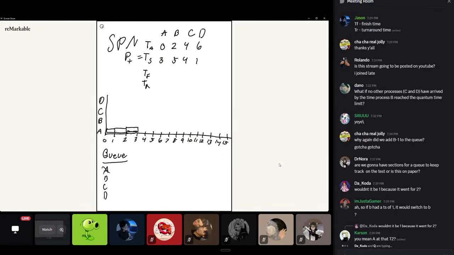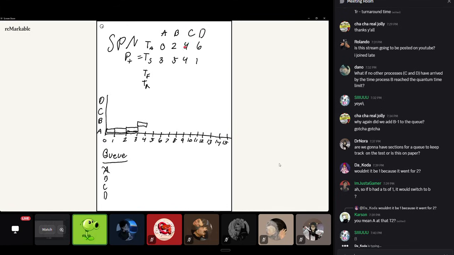Let's just do this. We see that this is supposed to arrive at 4. So something's going to happen at 4. So let's go ahead and do B. We're going to do 1 notch. Uh-oh. C is supposed to arrive at 4, but B says it needs to go for 5 times. Which one has the shortest processing time? Is it C or is it B? The answer is C.